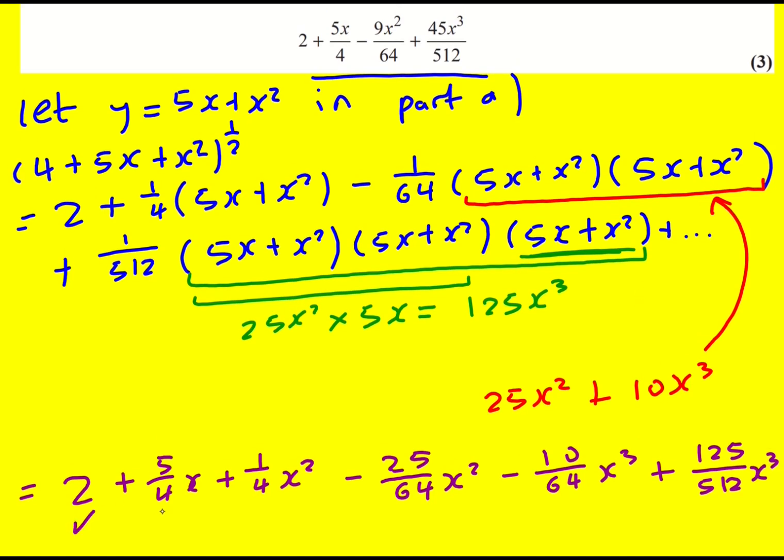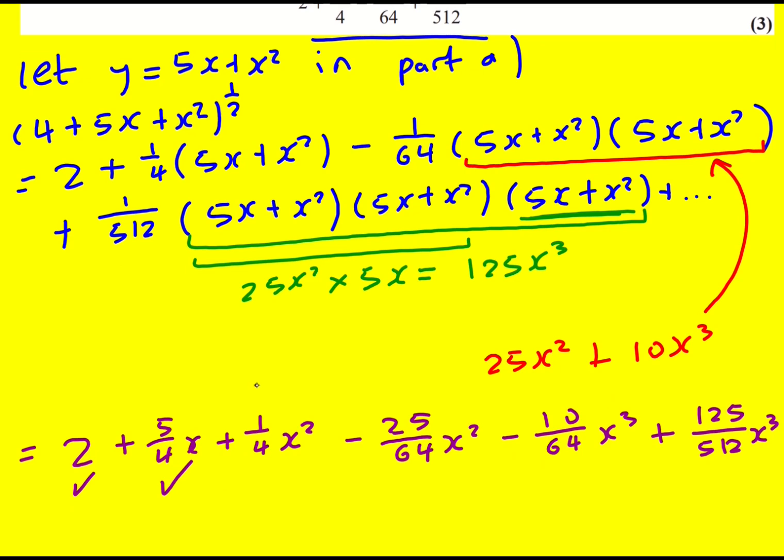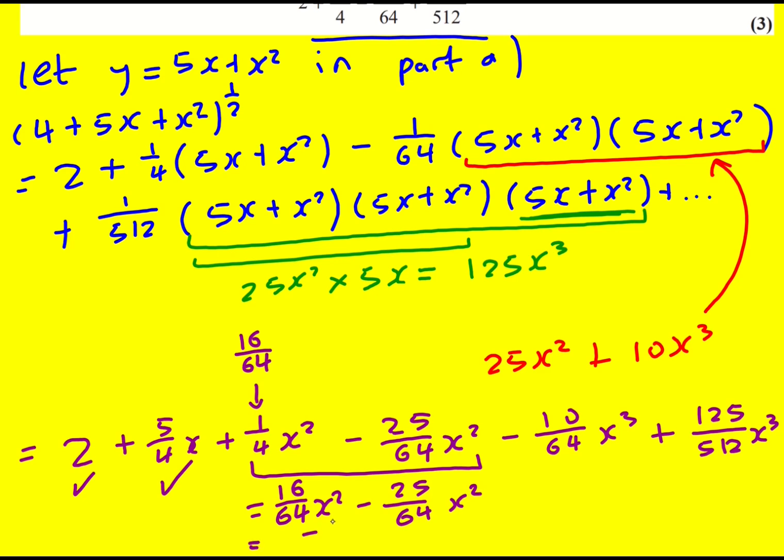Okay, and I've managed to get this one and this one. So let's just bring the other terms together. This is actually going to be, if I times top and bottom by 16, I'll get 16 over 64. So these two together are going to equal 16 over 64 x squared minus 25 over 64 x squared, which gives minus 9 over 64 x squared, which is what I wanted.